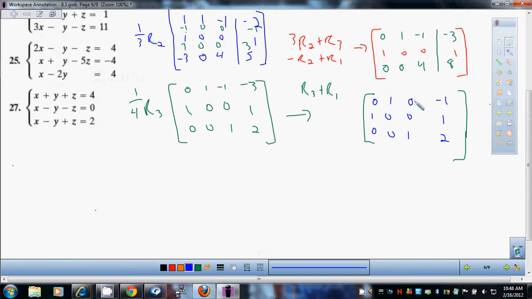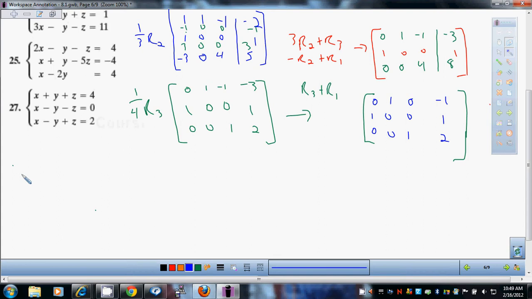Go back up. Here, we did negative row 2 plus row 1. So we added negative this row, which I wrote right here, and added it to row 1. Now, we're not quite done. X is not negative 1, Y is not 1, and Z is not 2.